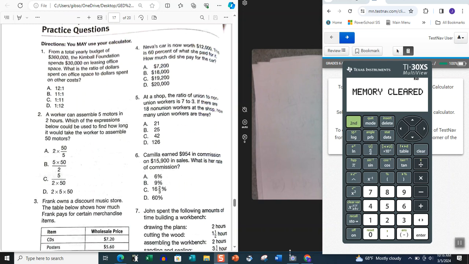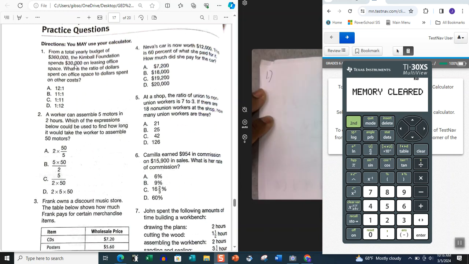All right, it says number one, find a total yearly budget. From a total yearly budget of $360,000, the Kimball Foundation spends $30,000 on leasing office space. What is the ratio of dollars spent on office space to dollars spent on other costs? So what we have here is the total amount, which is $360,000, but we have $30,000 on leasing office space. It says, what is the ratio of dollars spent on office space? So that's $30,000.